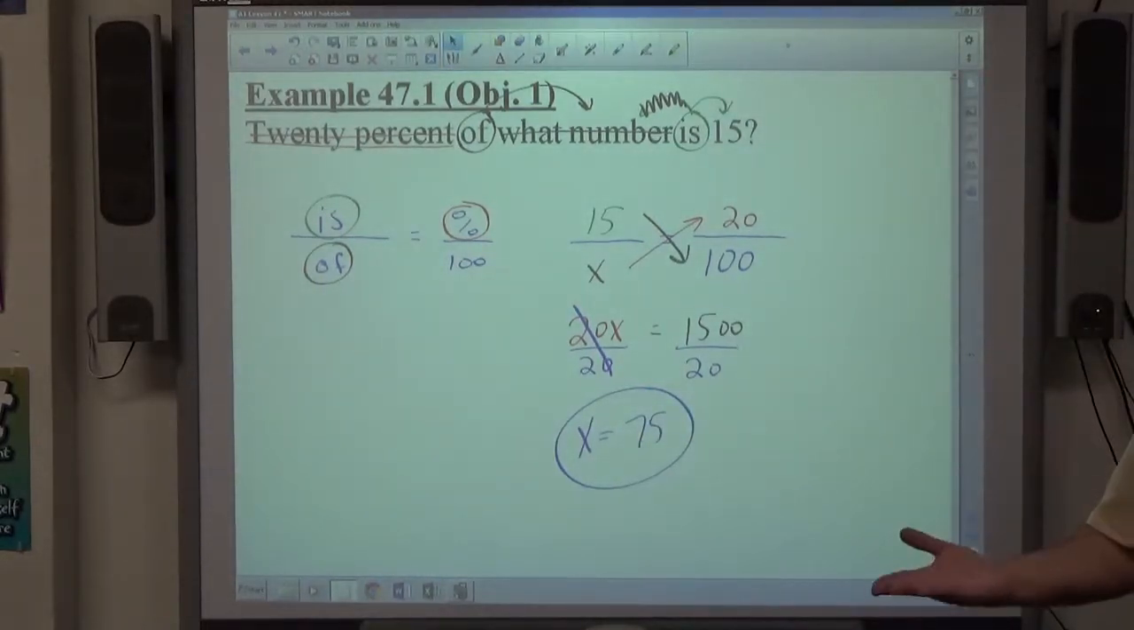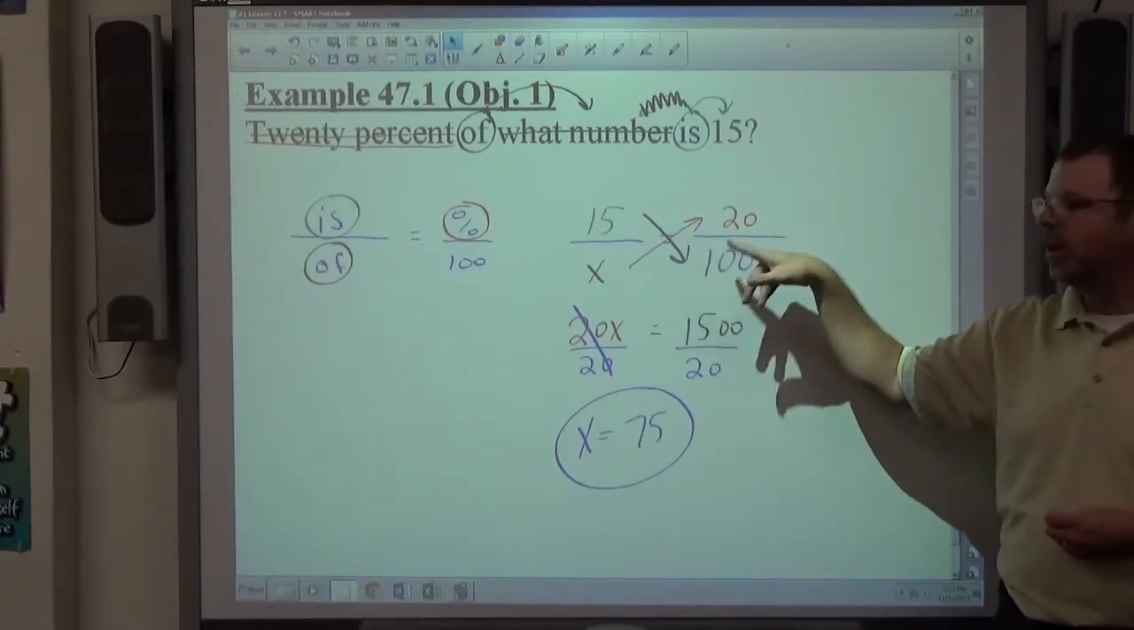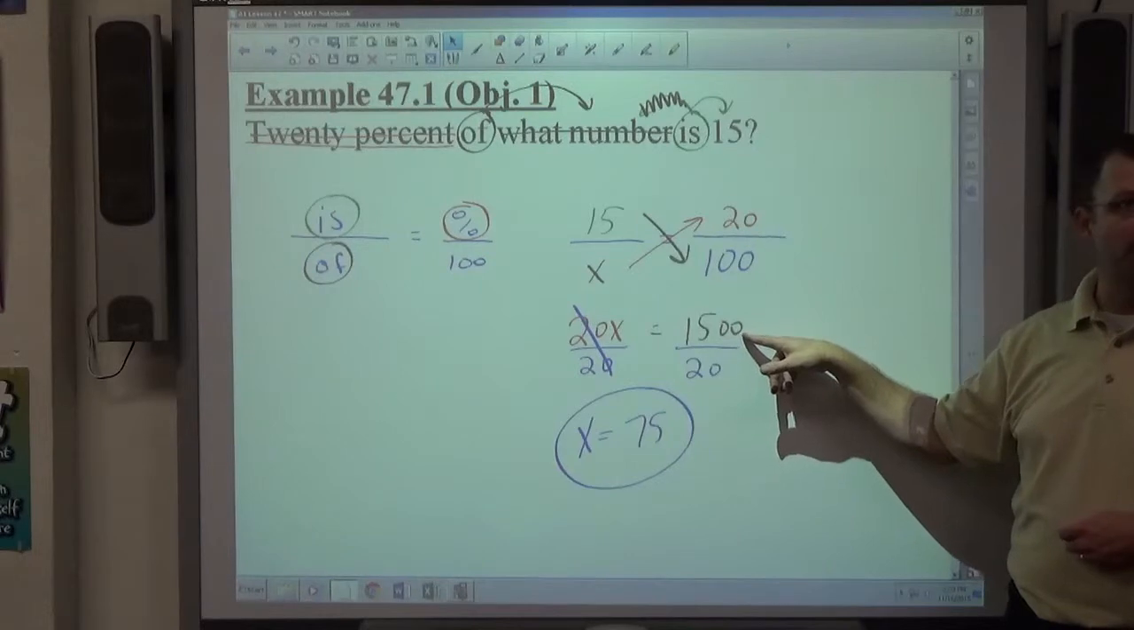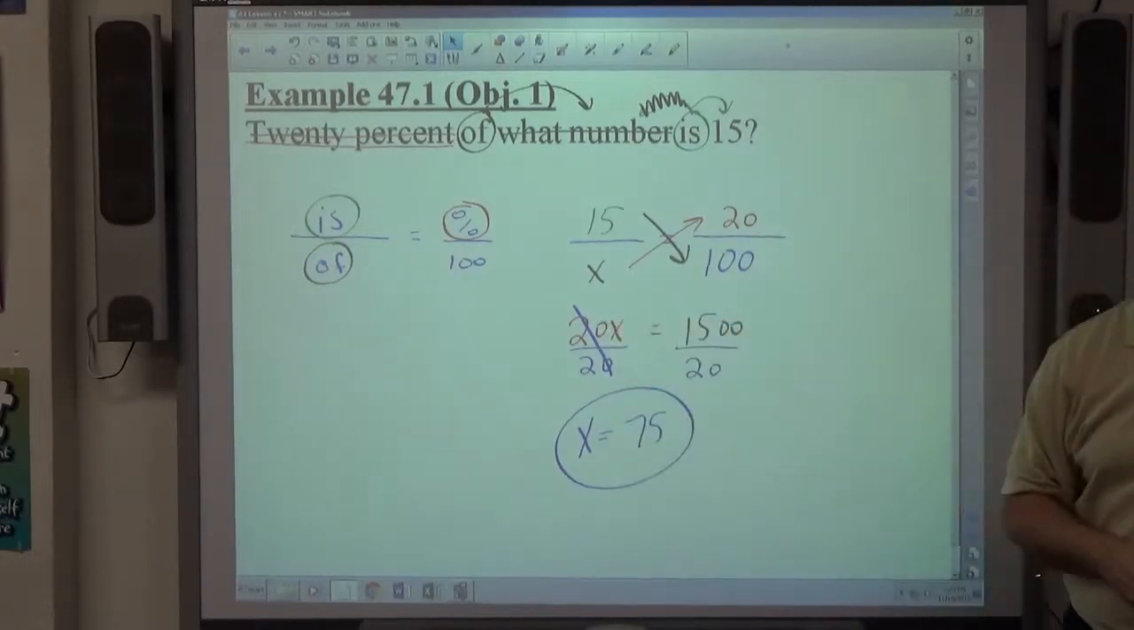So use the percent proportion. Put everything where it appropriately belongs in the percent proportion. Cross multiply to get a nice fractionless equation. Divide by whatever is in front of x to solve.